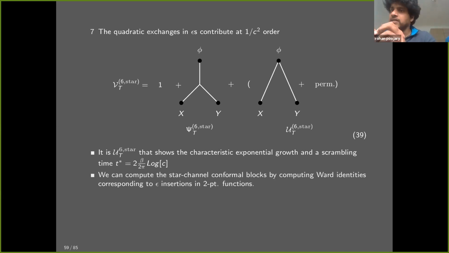we can compute the star channel conformal block by simply using Ward identities corresponding to epsilon insertion. Because it's a 2D CFT, so everything has to be constrained by just Ward identities. When I say Ward identity, I do not mean the derivative Ward identity. I mean stress tensors, 2D stress tensor being inserted in any correlation function. In 2D CFT, it's completely not in t-dimensional CFT. So let's proceed with that and see if there is a simpler way of doing this.